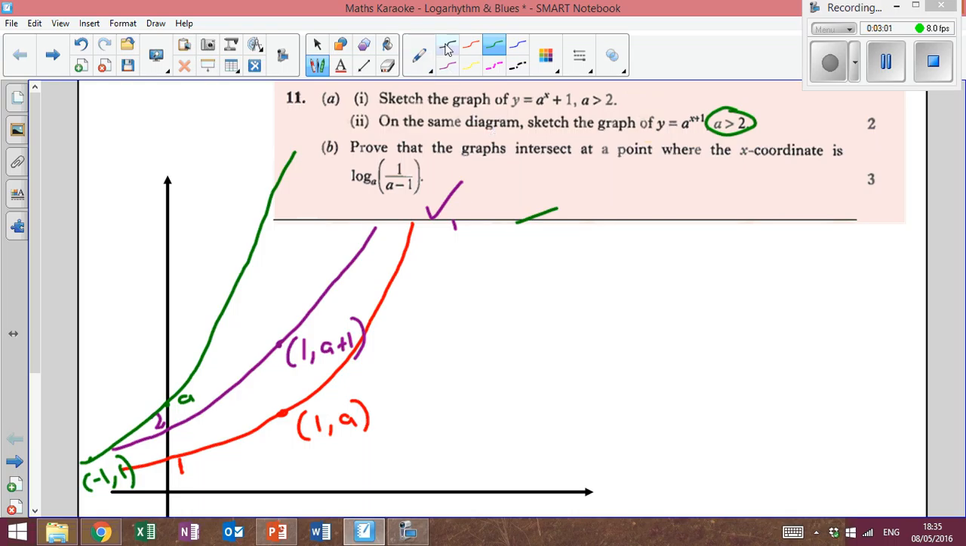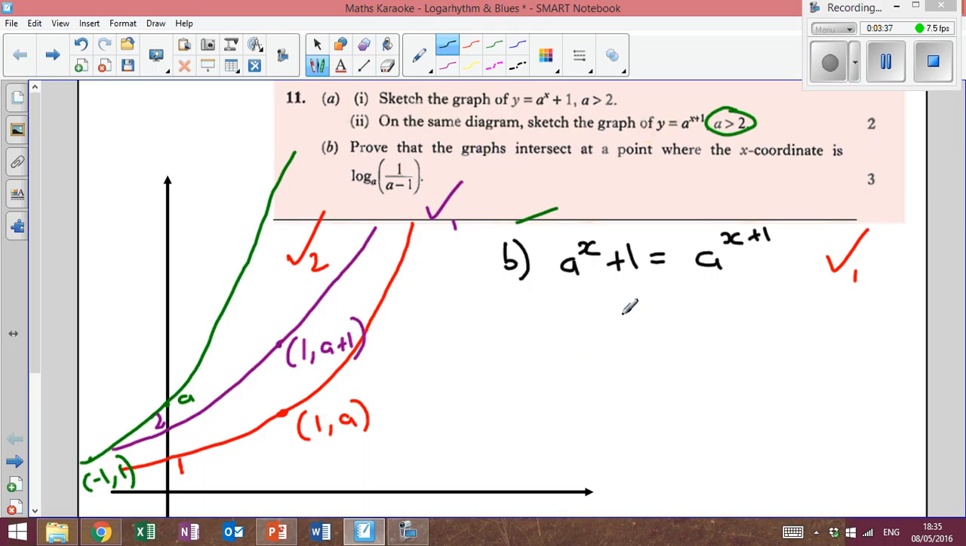Now part B is prove that the graphs intersect at a point where the x-coordinate is log to the base a of 1 over a minus 1. Okay, so we know the point of intersection. So it's a to the power x plus 1 is equal to a to the power x, plus 1. And that there is going to get you the second mark, just for that green graph. So that's your first mark there.